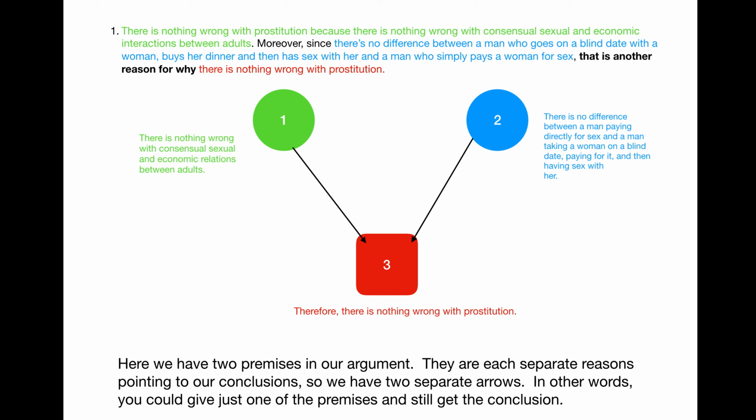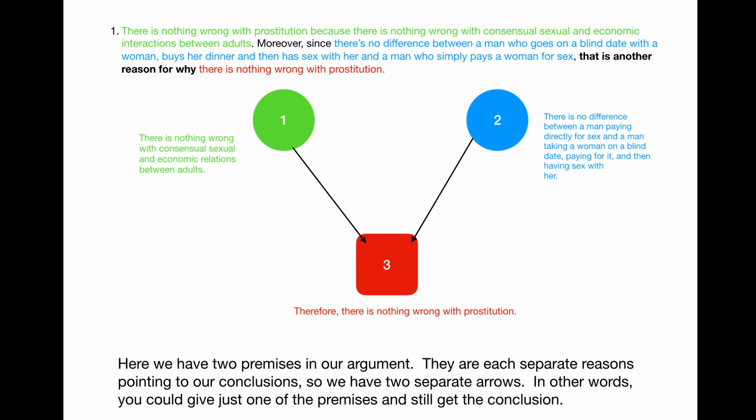Moreover, which means also, so in addition to that fact, our second premise: there is no difference between a man who goes on a blind date with a woman, buys her dinner, and then has sex with her, and a man who simply pays a woman for sex. Now, we don't have to agree with this argument. We're just diagramming it, okay? So that's the second premise. So we make our other bubble there.